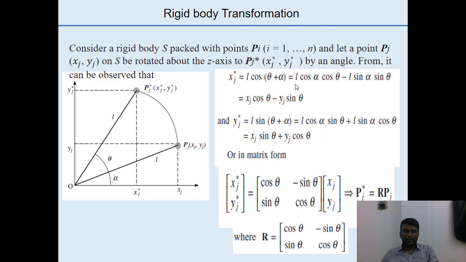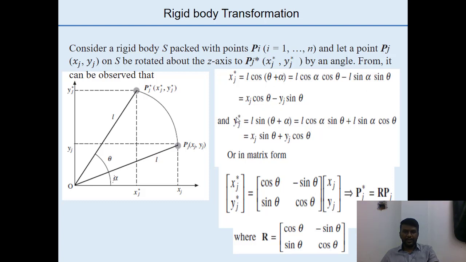If we apply the mathematics, xj star, the new coordinate in the x direction, will be L cos(theta plus alpha). The total angle is theta plus alpha. If we expand it, we get L cos alpha cos theta minus L sin alpha sin theta, and L cos alpha is basically xj and L sin alpha is yj. So we can rewrite this as xj cos theta minus yj sin theta.